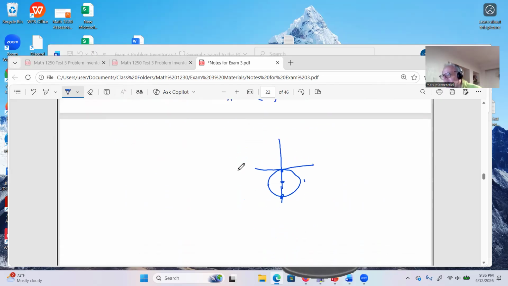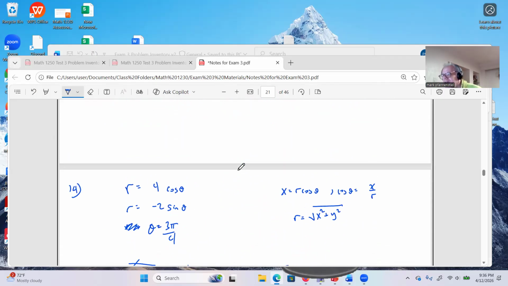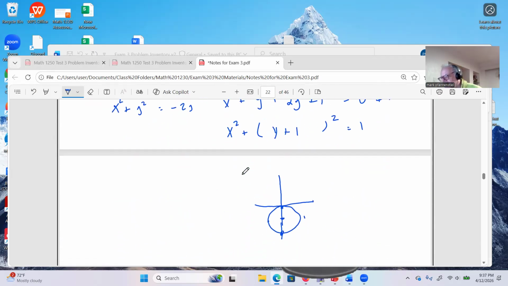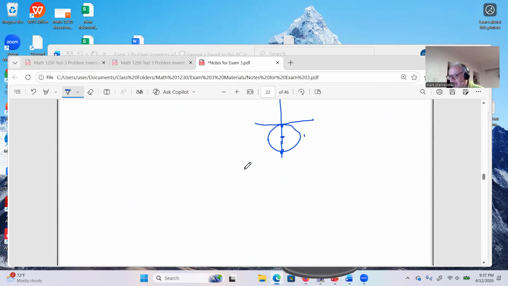Okay. Last one here, we have theta is equal to 3 pi over 4. Now, if you remember what the different values are, we could say that theta was equal to the inverse tangent of y over x.